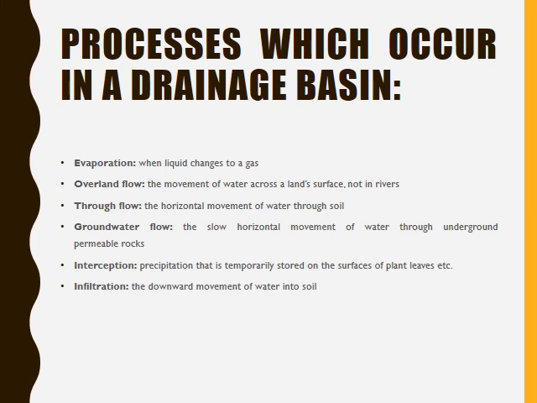Processes which occur in a drainage basin: evaporation, when liquid changes to a gas; overland flow, the movement of water across a land's surface, not in rivers; throughflow, the horizontal movement of water through soil; groundwater flow, the slow horizontal movement of water through underground permeable rocks; interception, precipitation that is temporarily stored on the surface of plant leaves, etc. Infiltration, the downward movement of water into soil.